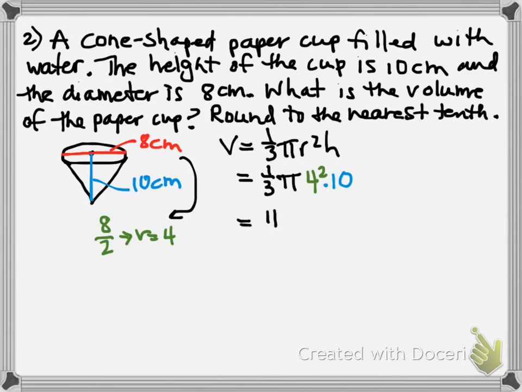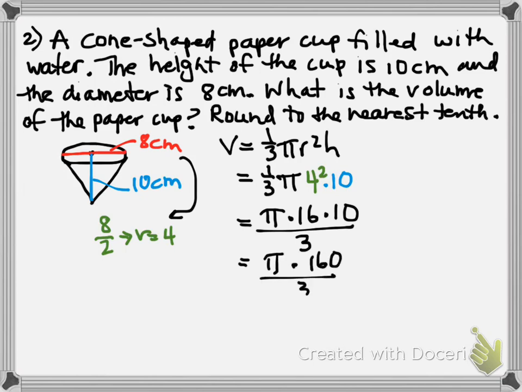So we're going to get pi, 4 squared is 16, times 10, now divide by 3, and you should be able to say, oh, that's just pi times 160 divided by 3. So the answer works out to be 167.5514 and the sixes just repeat. So again, we're going to round to the nearest tenth. And is 5 large enough to make 5 pop up to 6?